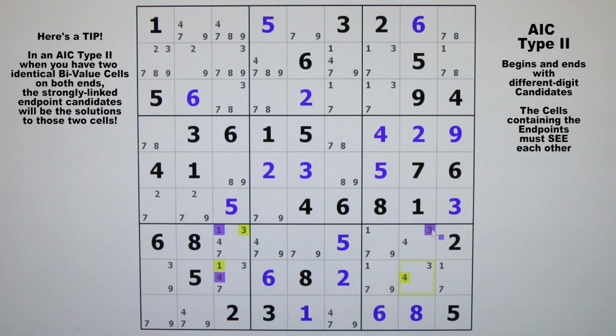The 2 ending candidates are different digits, and they can see each other, because they are in the same block and they're in the same column.